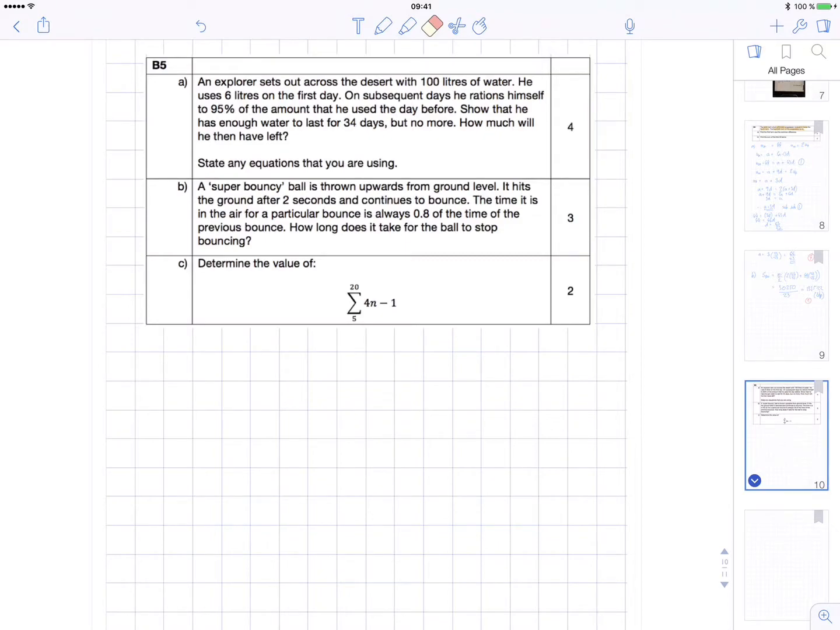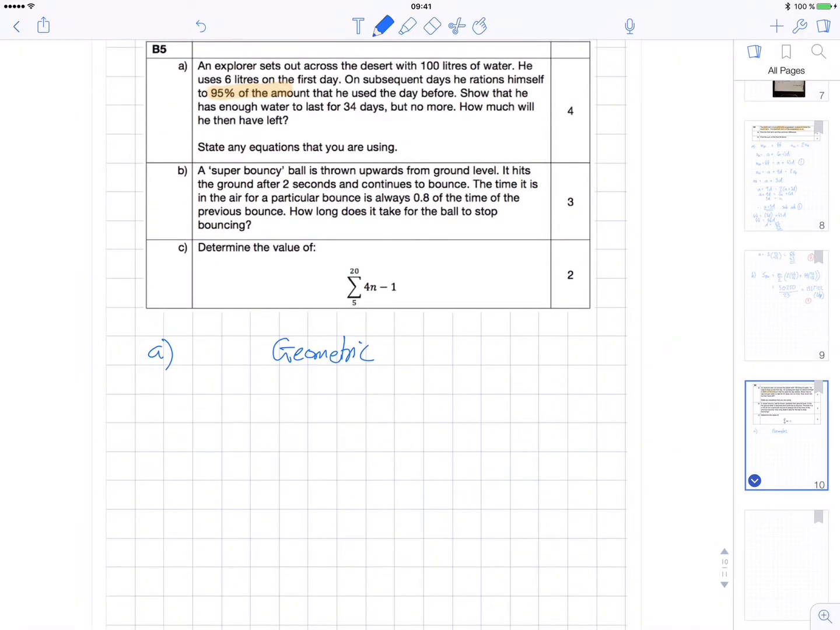So final question, B5. An explorer sets out across the desert with 100 litres of water. He uses 6 litres on the first day. On subsequent days, he rations himself to 95% of the amount he used the day before. So that shows that we must be looking at a geometric series. Okay, so we need to know how much water he's using. Show that he has enough water to last for 34 days, but no more. How much will he then have left?